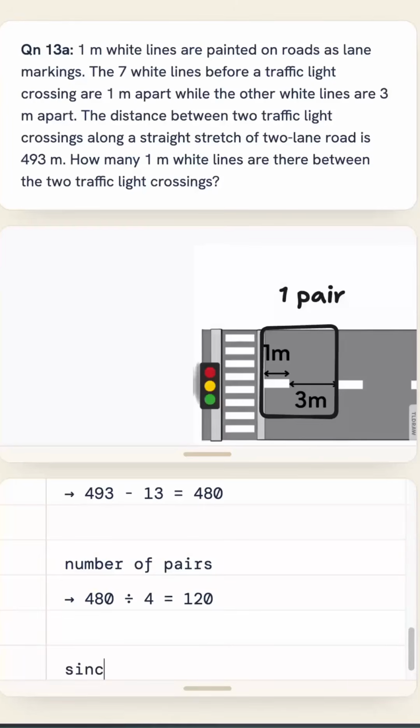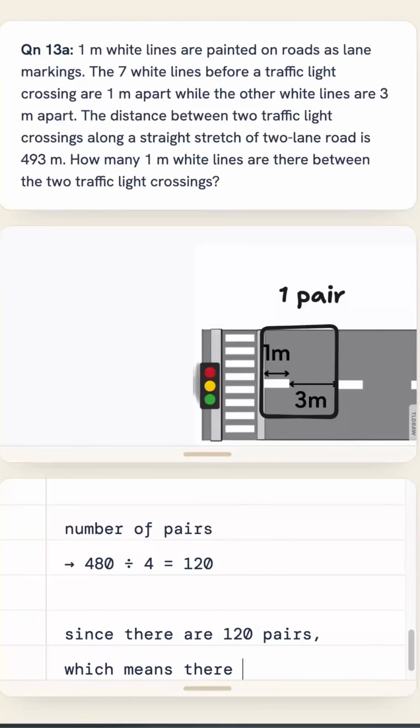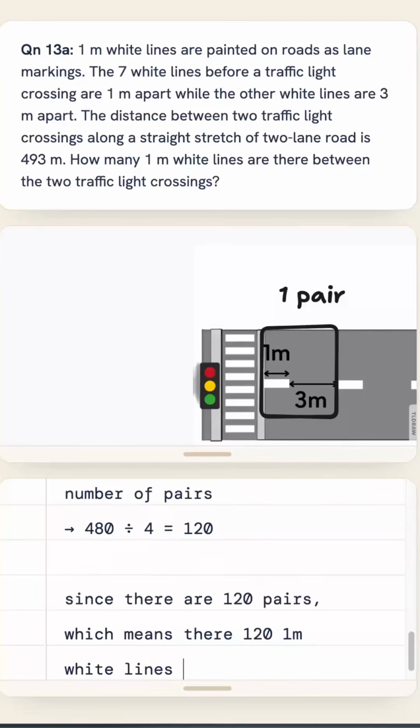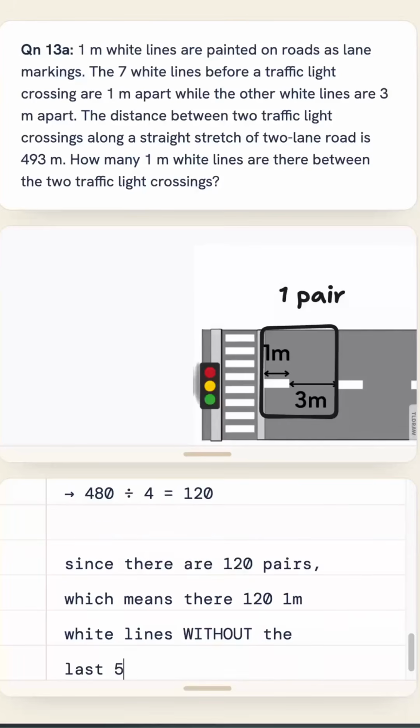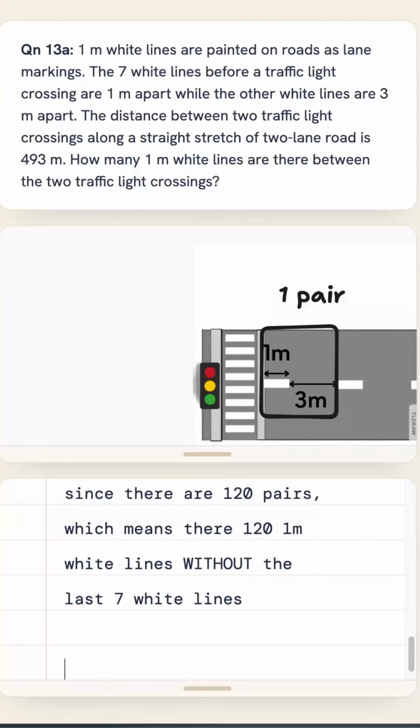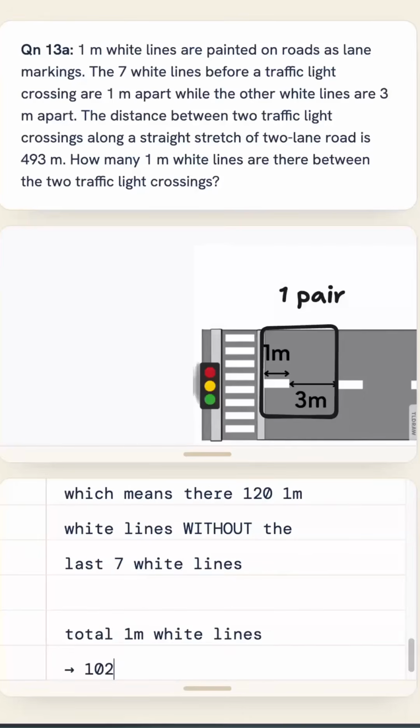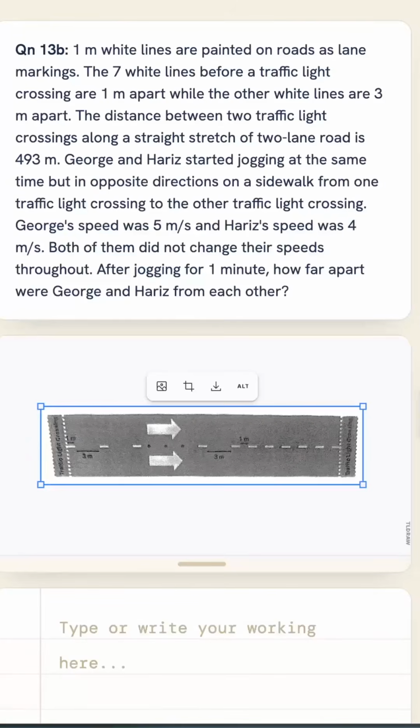That means since there are 120 pairs, there are 120 one-meter white lines without the last 7 white lines. Therefore, the total number of 1 meter white lines will then be equal to 120 plus 7. This will be 127 white lines, as what you see over here. There you go. So question 13 part A.